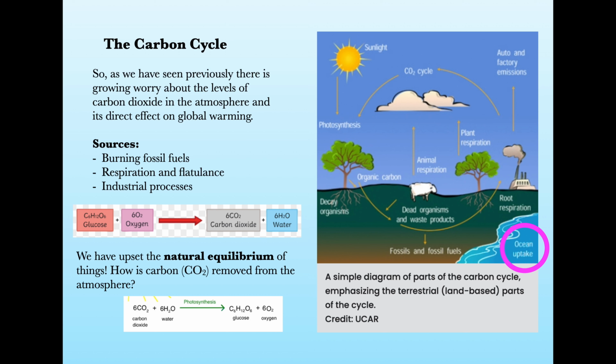The last thing to point out is the idea of ocean uptake. The oceans absorb carbon dioxide. Now, this is something that happens better when the oceans are at lower temperatures. So as the temperature of the oceans increases due to global warming, they can absorb less carbon dioxide. So that again adds to this effect.